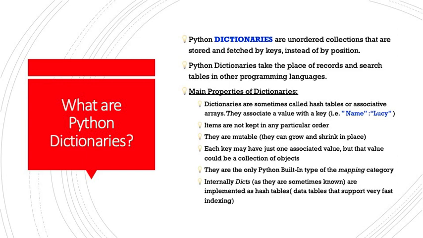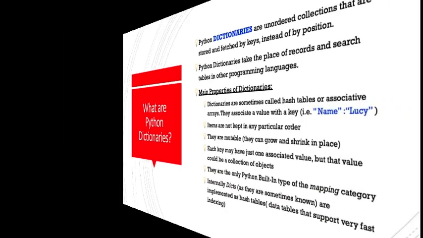Items are not kept in any particular order in dictionaries. They are mutable, so they can grow and shrink in place. Each key may have just one associated value. However, the value could be a collection of objects. They are the only built-in type of the mapping category in the Python language. Internally, dicts, as they are sometimes known, are implemented as hash tables, data tables that support very fast indexing.